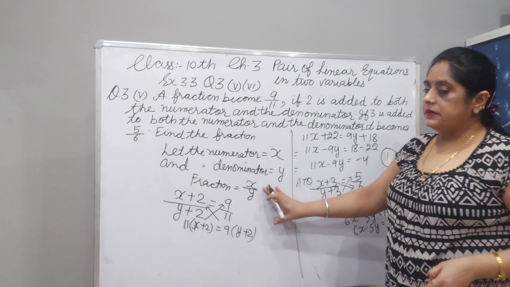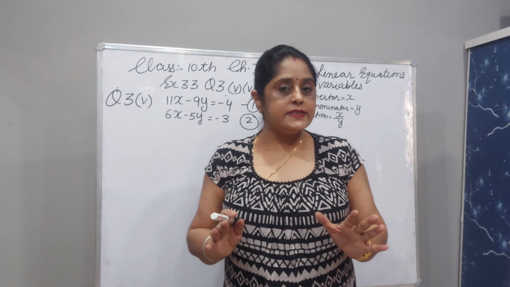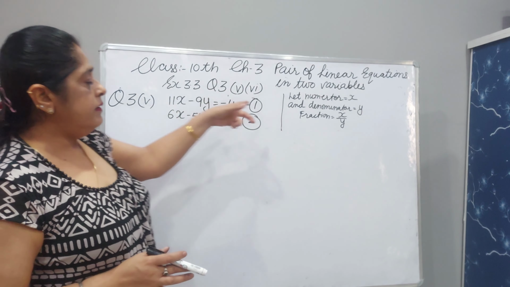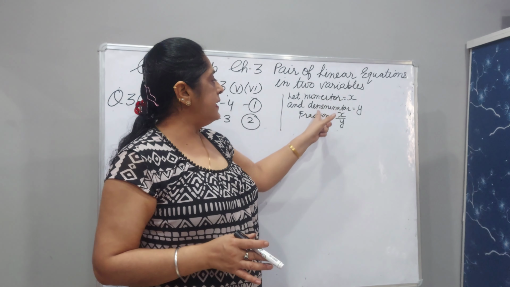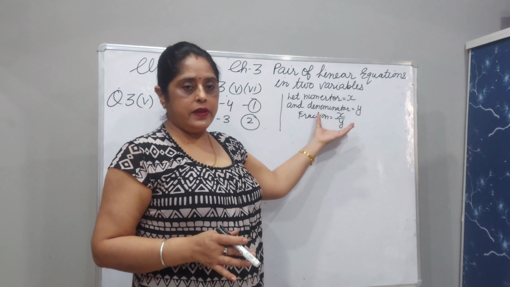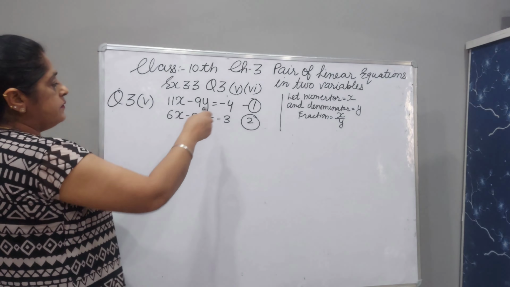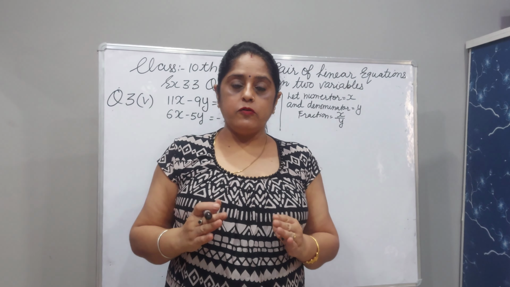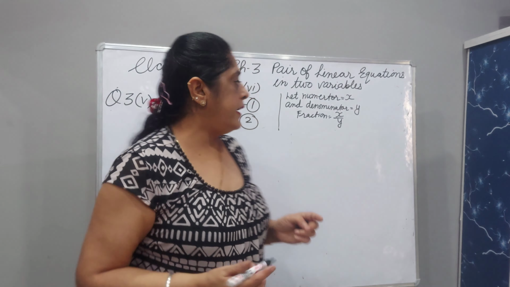Now I am rubbing this. First and second equation what we have made, I have written here, and numerator is x, denominator y, fraction x upon y we have written here. Now this equation 1 we will convert in the value of x because we have to substitute the value of x.